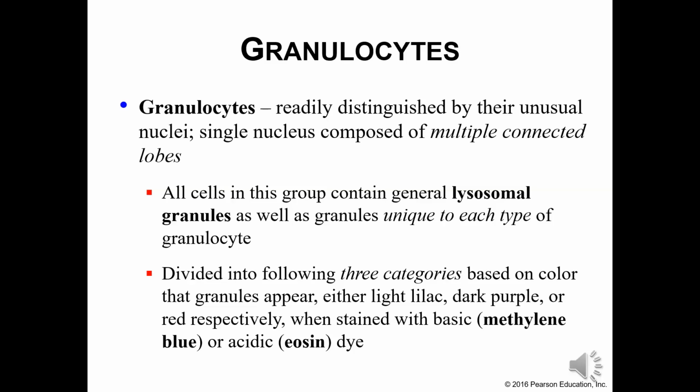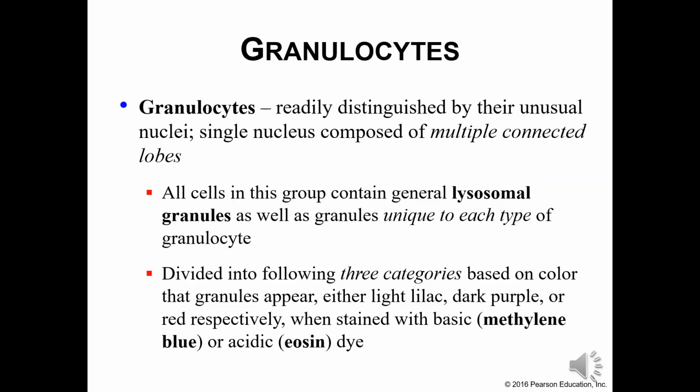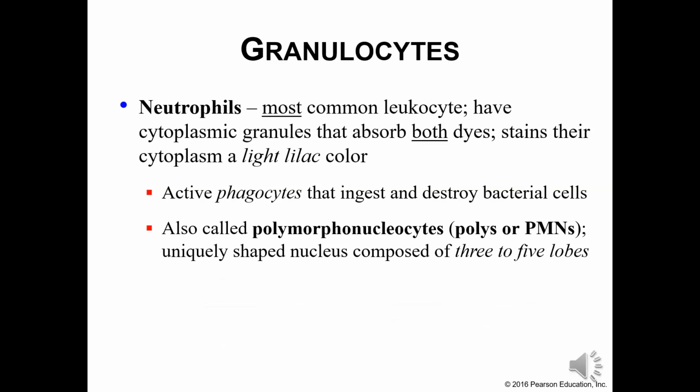And they'll stain these colors when they're stained with either a basic dye, or a methylene blue dye, or an acidic dye, or an eosin dye. And that's how we get the name eosinophil, which is a type of leukocyte that stains with this acidic dye. Now, your neutrophils are the most common of your leukocytes. They represent about 60 to 65% of your total white blood cells.